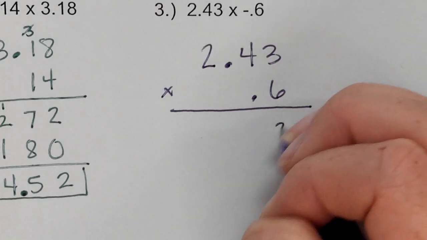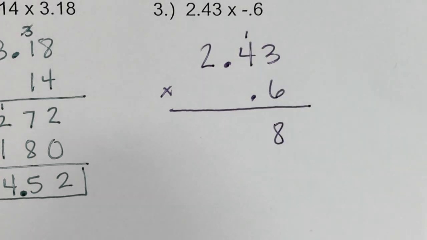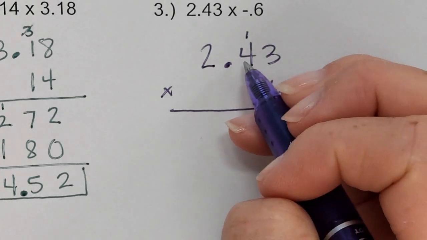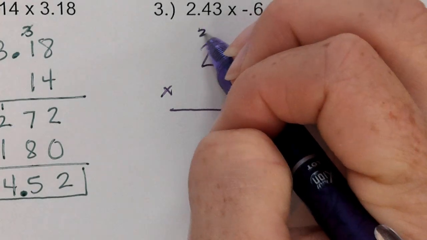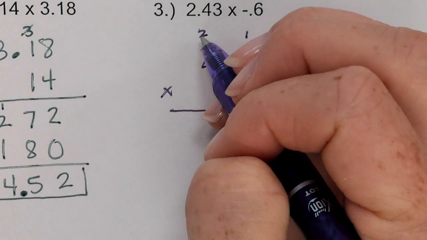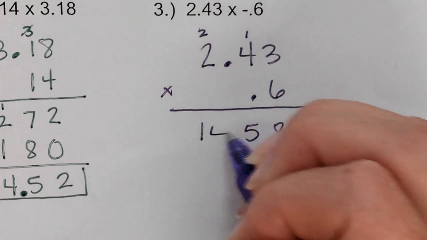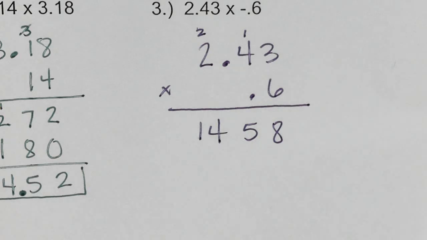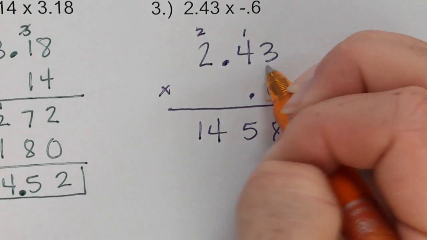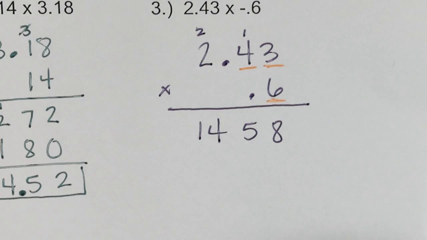6 times 3 is 18. Carry my 1. 6 times 4 is? Plus 1. Carry my 2. 6 times 2 is? Plus 2 is? 14. How many decimal places are there? 3. There are 3.